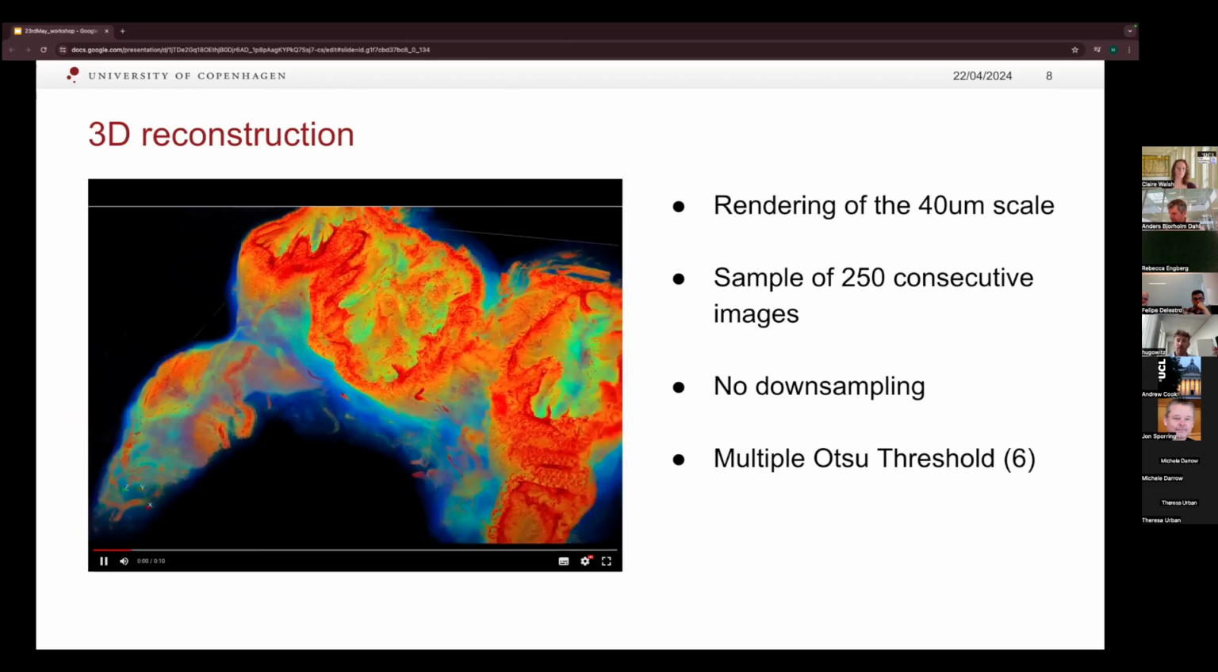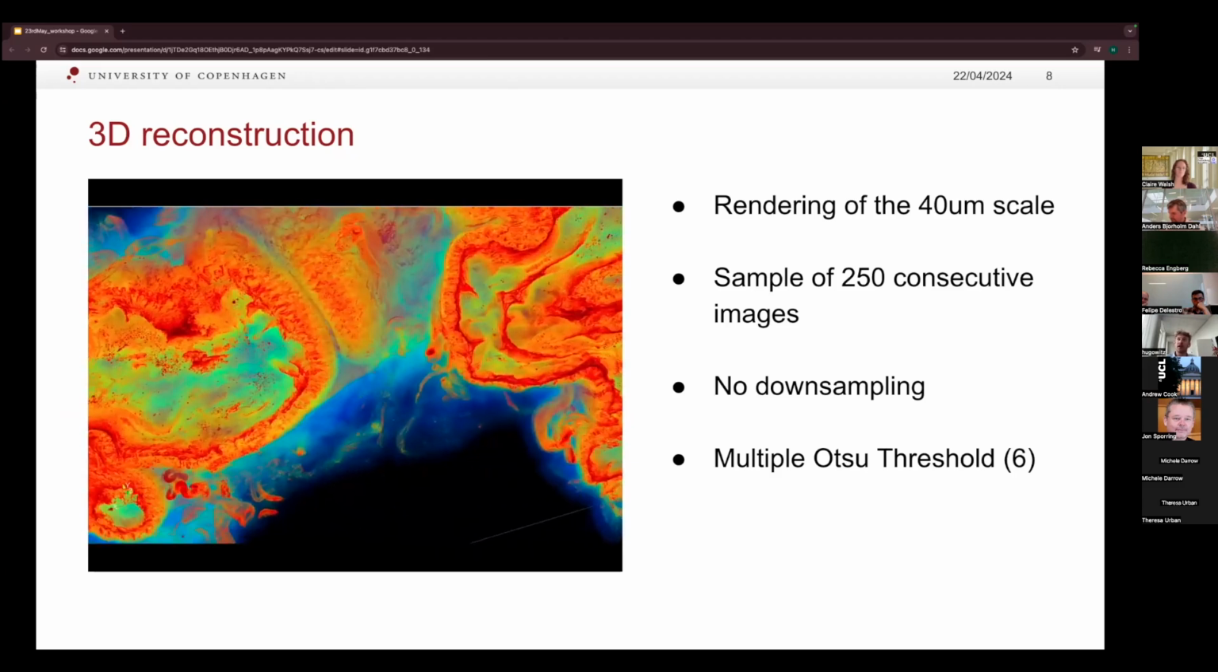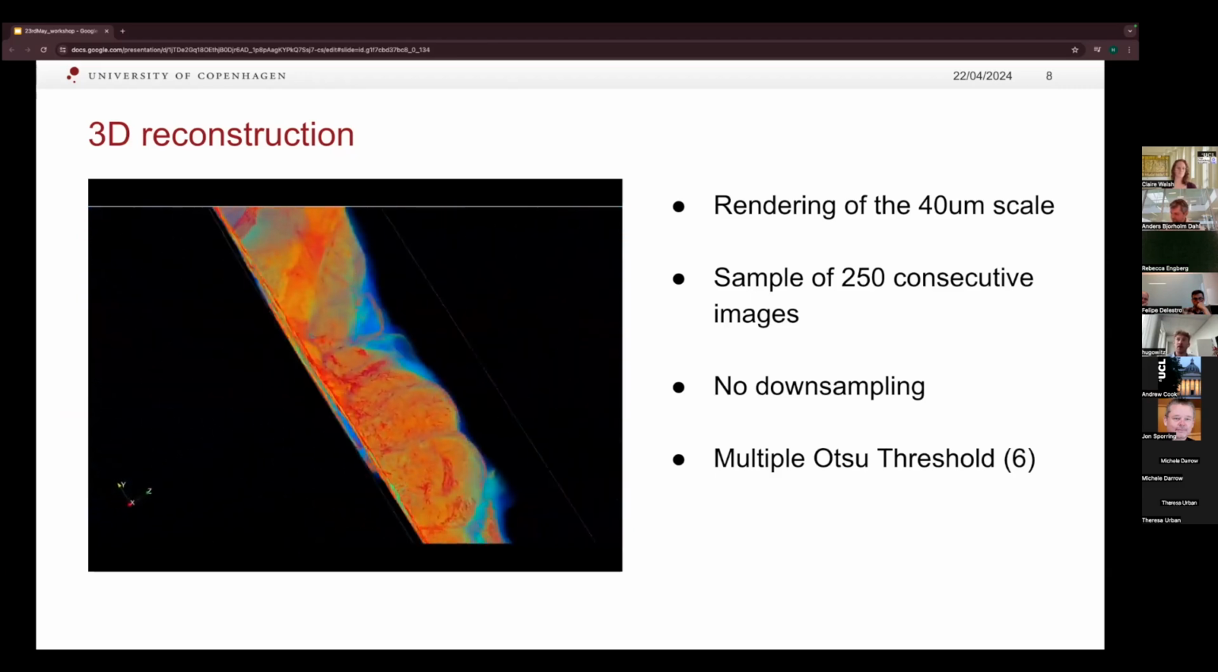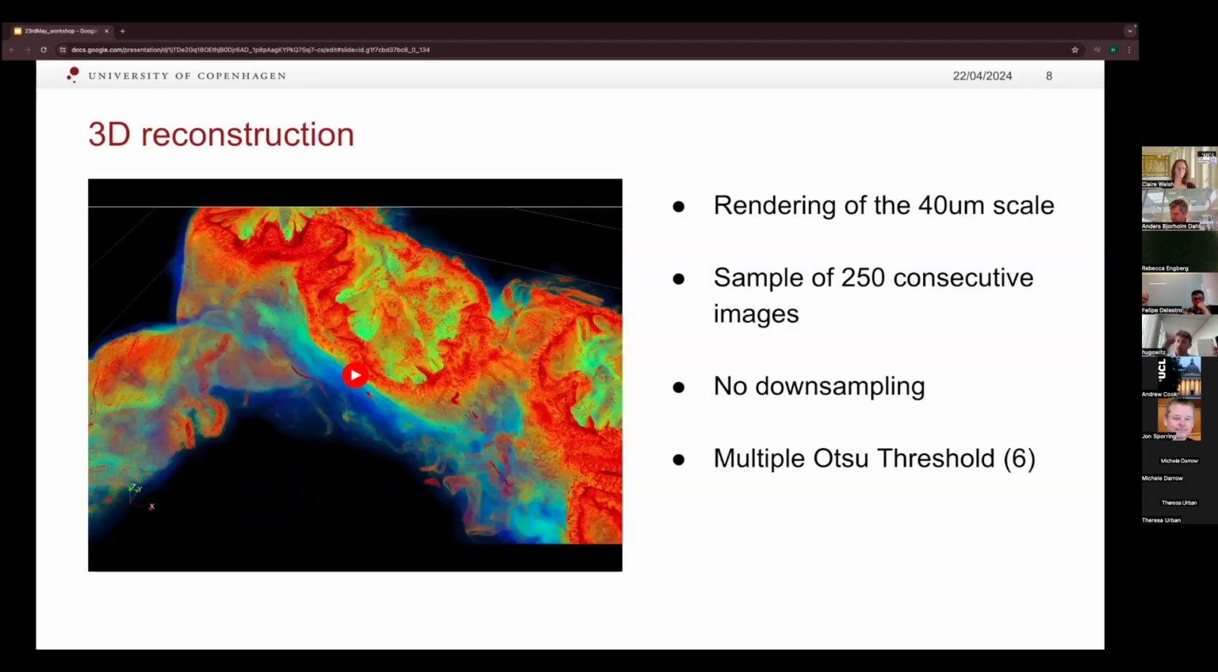To have a better understanding of what's inside without downsampling images, we can see here a local rendering of the 40 micrometer scale, and we can see the small vessels better. This time it is not downsampled, and we also applied Otsu threshold.